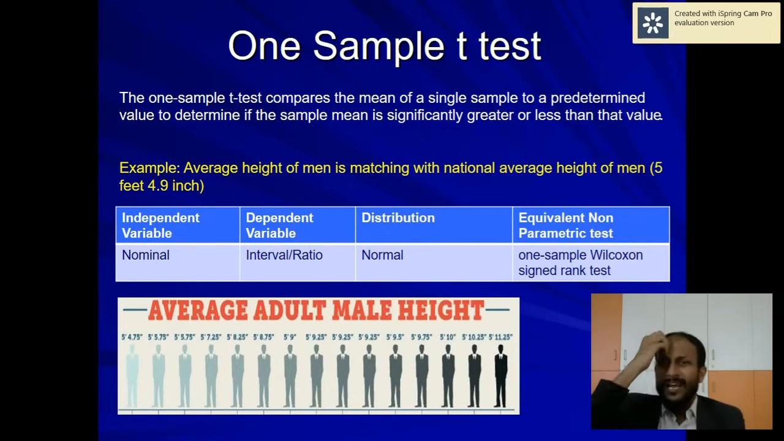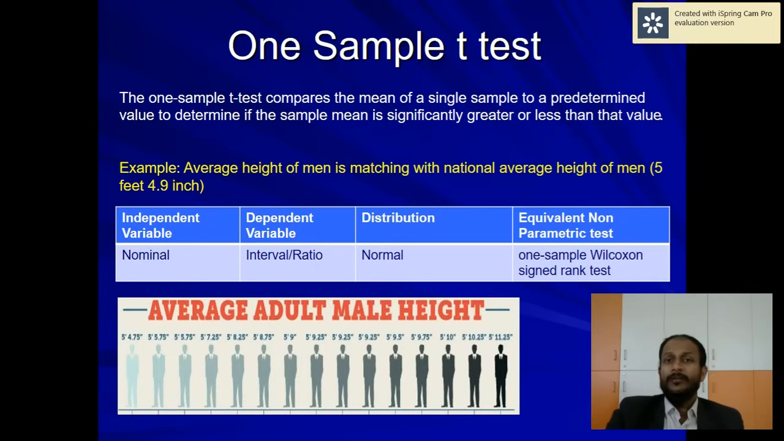Let's say that I have calculated the average height of these men as 5 feet 3 inches. Now I want to check whether this matches the national average of men. If this is my application, the test that I can use is the one sample t-test. I have also mentioned in this slide what the scale of the independent variable and the dependent variable should be. Of course, the dependent variable should be continuous, that means either interval or ratio, and the independent variable should be nominal.